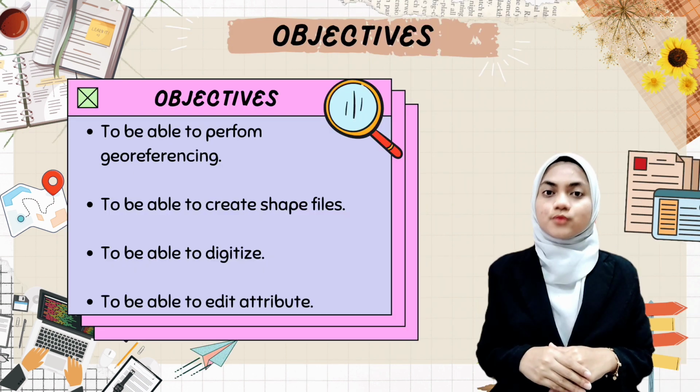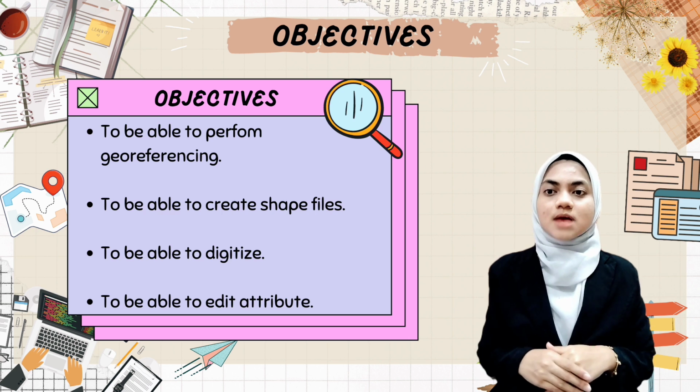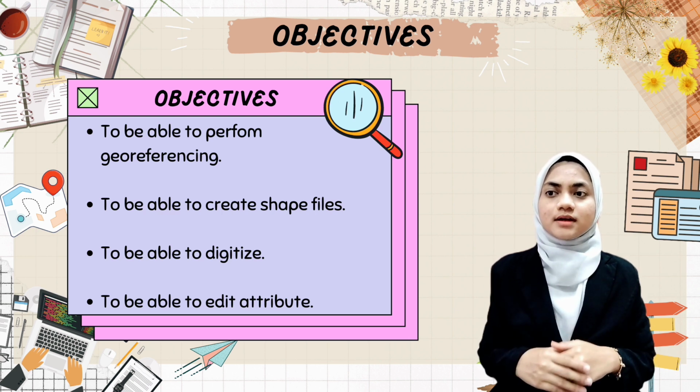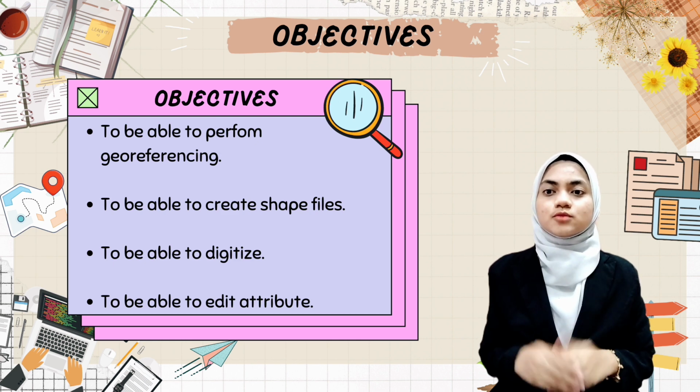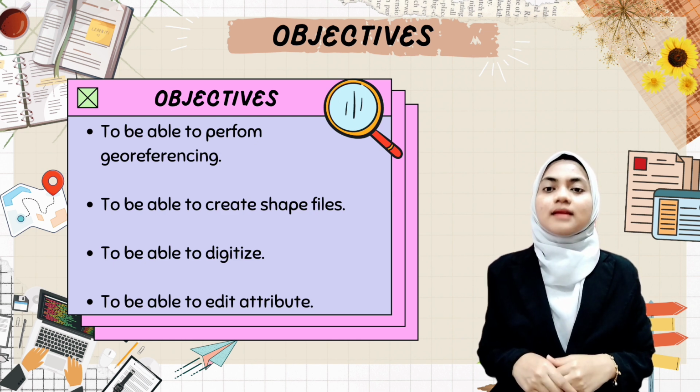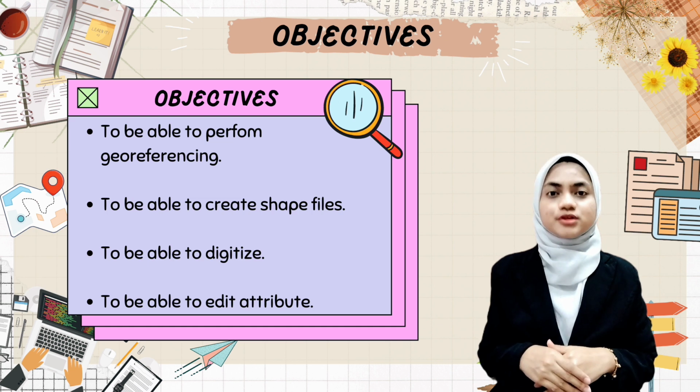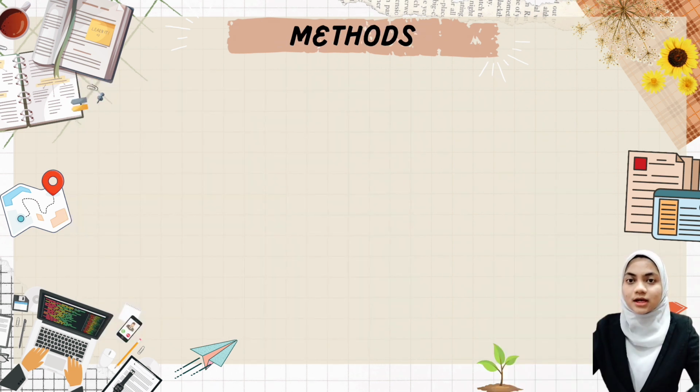So the objectives of Module 2 are: first, to be able to perform georeferencing; second, to be able to create a shapefile; third, to be able to digitize; and lastly, to be able to edit attributes. And now let's talk about the methods.